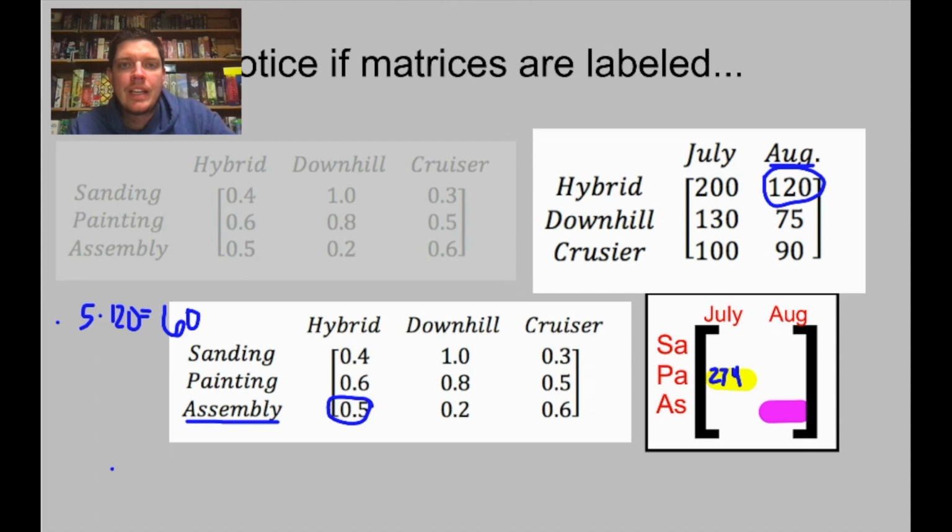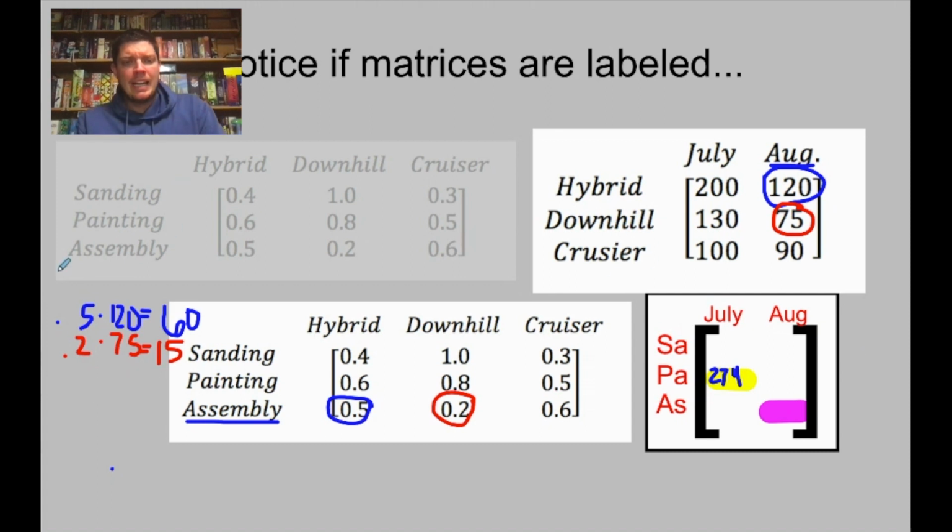Okay. Then I'm going to take 0.2 hours to assemble a downhill. And there were 75 downhills in August. So I'm going to multiply those together. 0.2 times 75. Let me get my calculator for that. I think it's 150. No, it's one. Let's look. Okay, so 0.2 times 75 is 15. So that's 15 hours of assembly for the downhills in August.